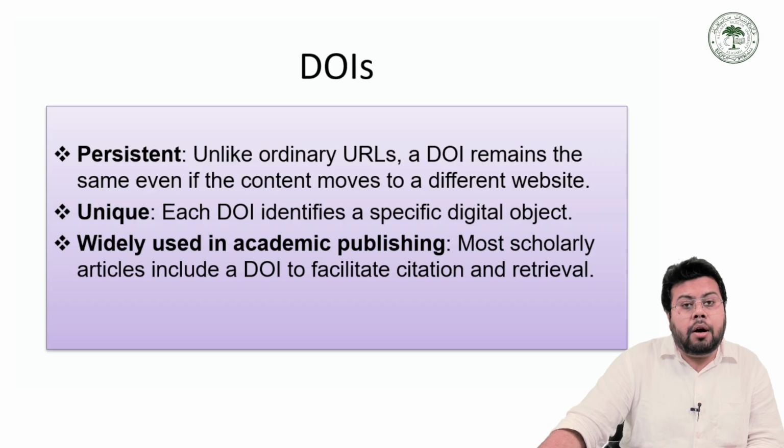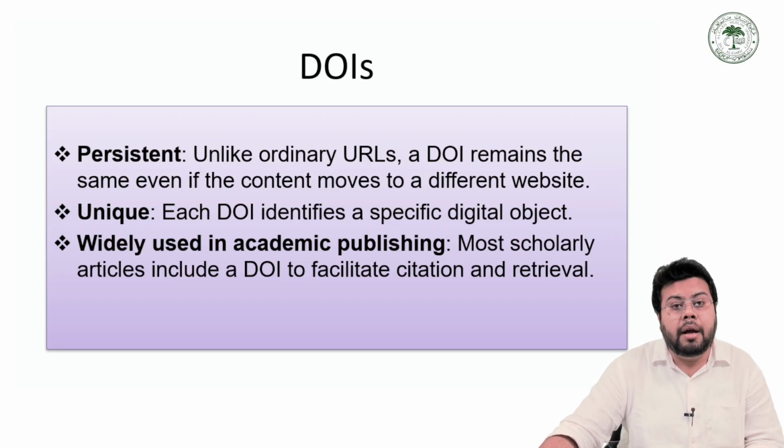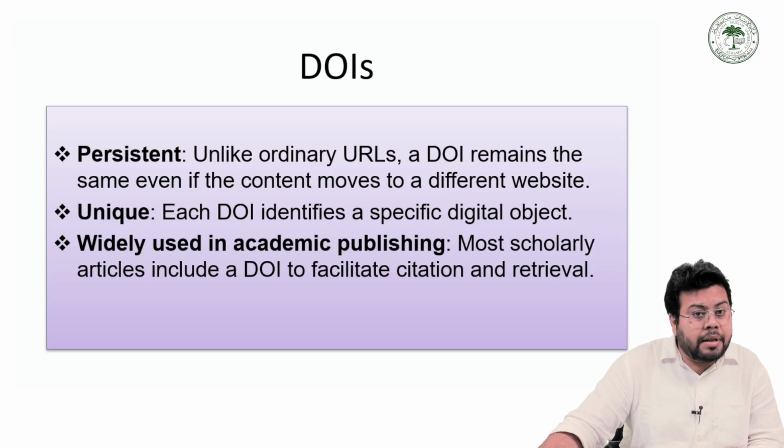Now, a digital object identifier, as we discussed, is a permanent, unique alphanumeric string assigned to scholarly content. And yes, the good thing about the DOI is that, unlike the URL, DOIs do not break over time and always resolve to the correct source, right? They are persistent in nature and they are unique. Each DOI identifies a specific digital object and is widely used in academic publishing. Most scholarly articles include a DOI these days to facilitate citation and retrieval.